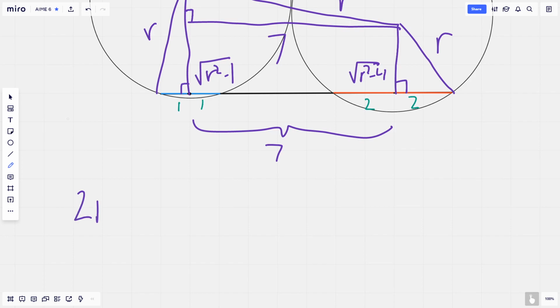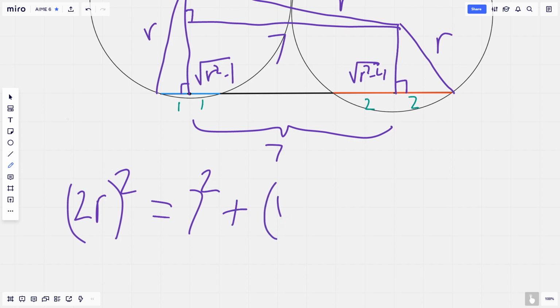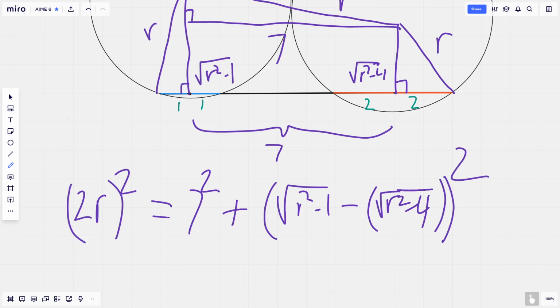So the hypotenuse is 2r, so (2r) squared equals 7 squared, plus we have the difference between the square root of r squared minus 1 and the square root of r squared minus 4, all squared. There we go.